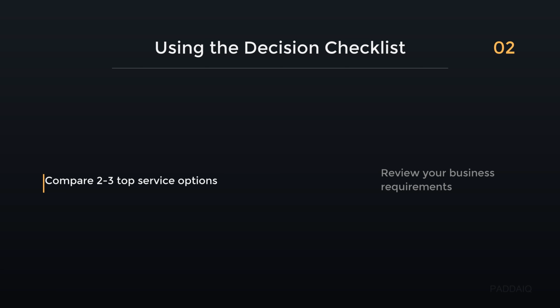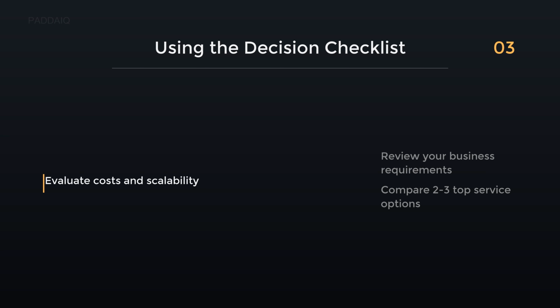Compare 2 to 3 top service options. This means evaluating a short list of the most suitable services side by side. For instance, when choosing between SAP HANA Cloud and SAP DataSphere for data management, assess their features, pricing, and integration ease. This focused comparison ensures you select the optimal service for your specific needs.